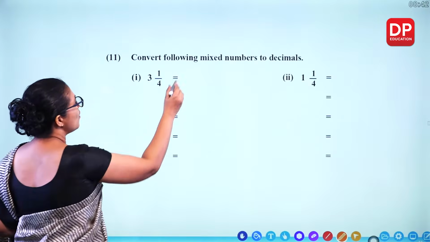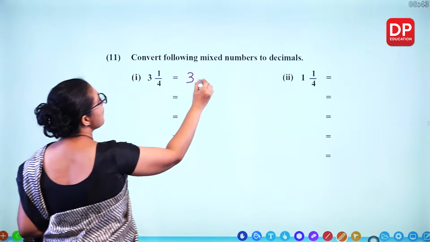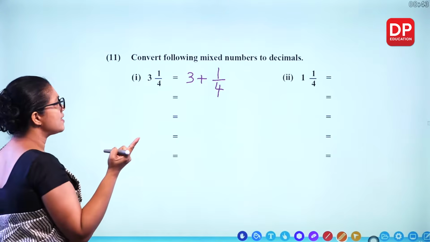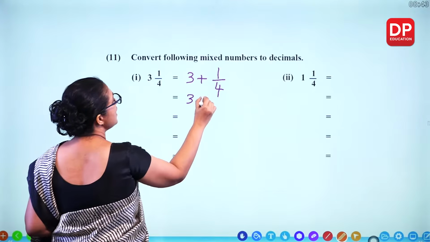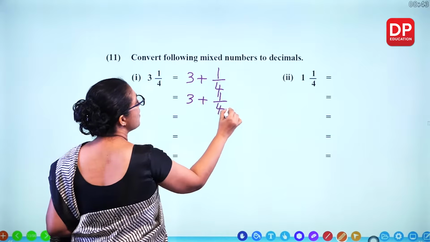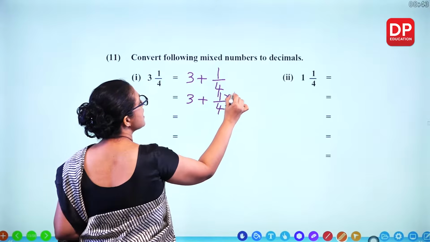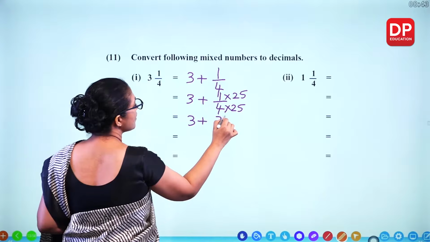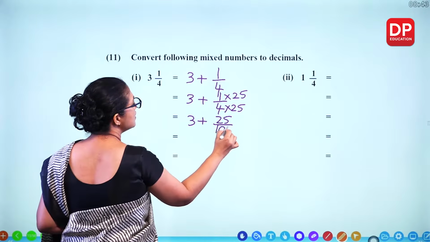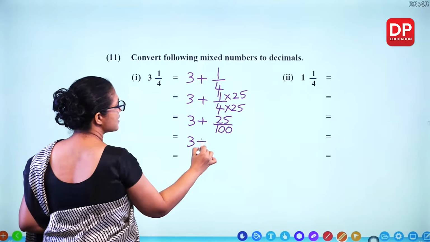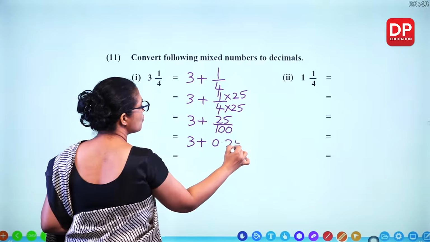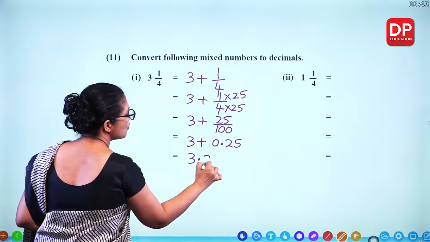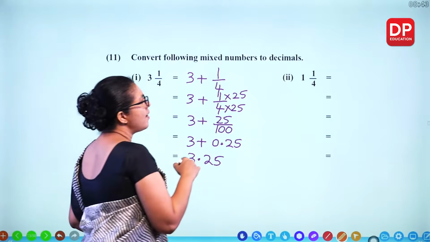Convert the following mixed numbers to decimals. So we'll take the whole number separately and we need to add 1/4. Now 1/4 we can convert to a decimal number. How can we convert 1 over 4? Multiply by 25 both the numerator and the denominator. So you get 3 plus 25 over 100. So 3 plus 0.25. So what's the final answer? 3.25.